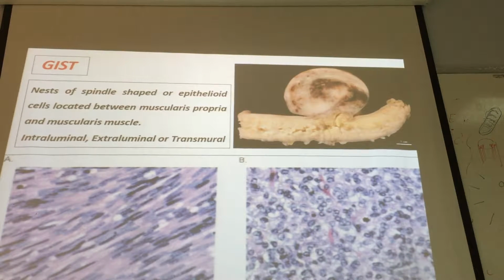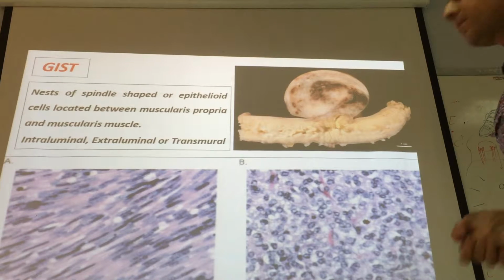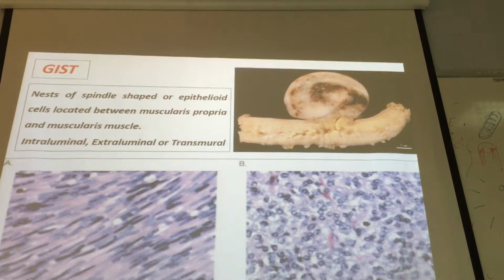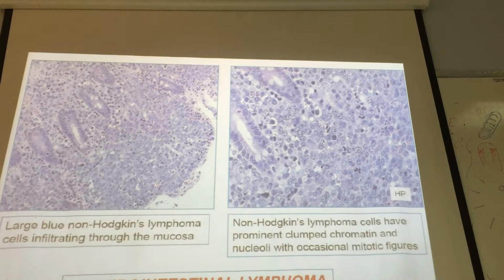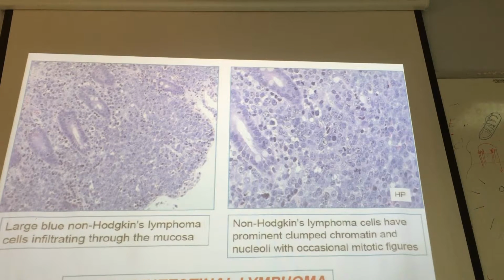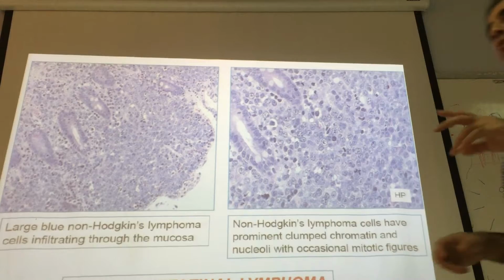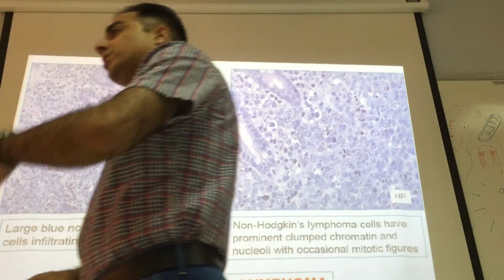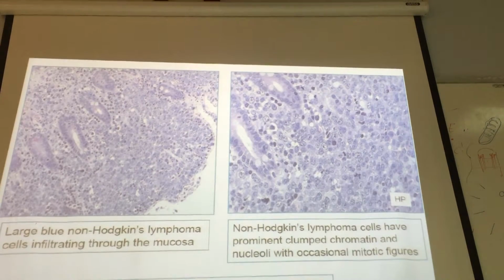Is your lymphoma done in the kidney? Yes. Non-Hodgkin's. These are types of lymphomas. In heme-immune, you have the Hodgkin lymphoma and non-Hodgkin lymphoma. Okay? These are the types.